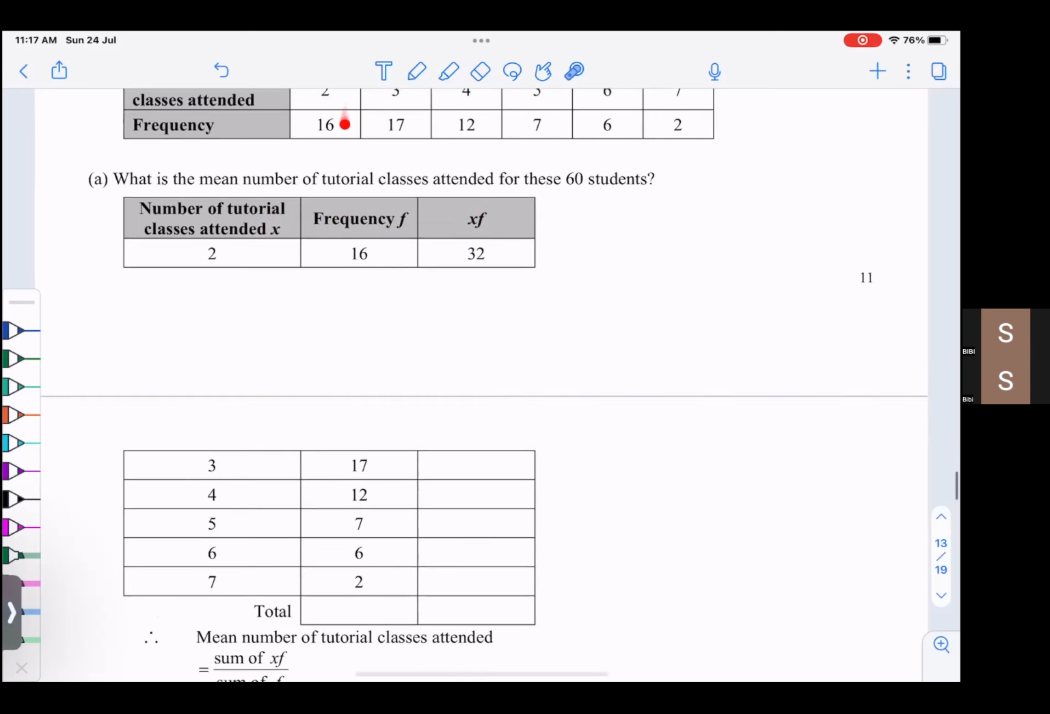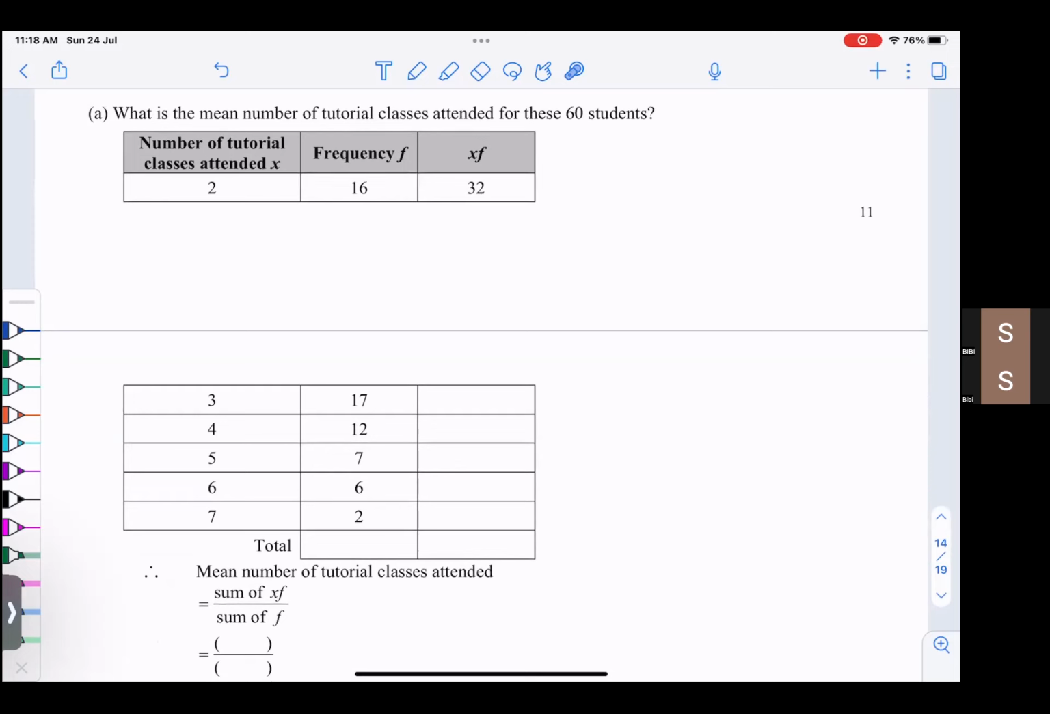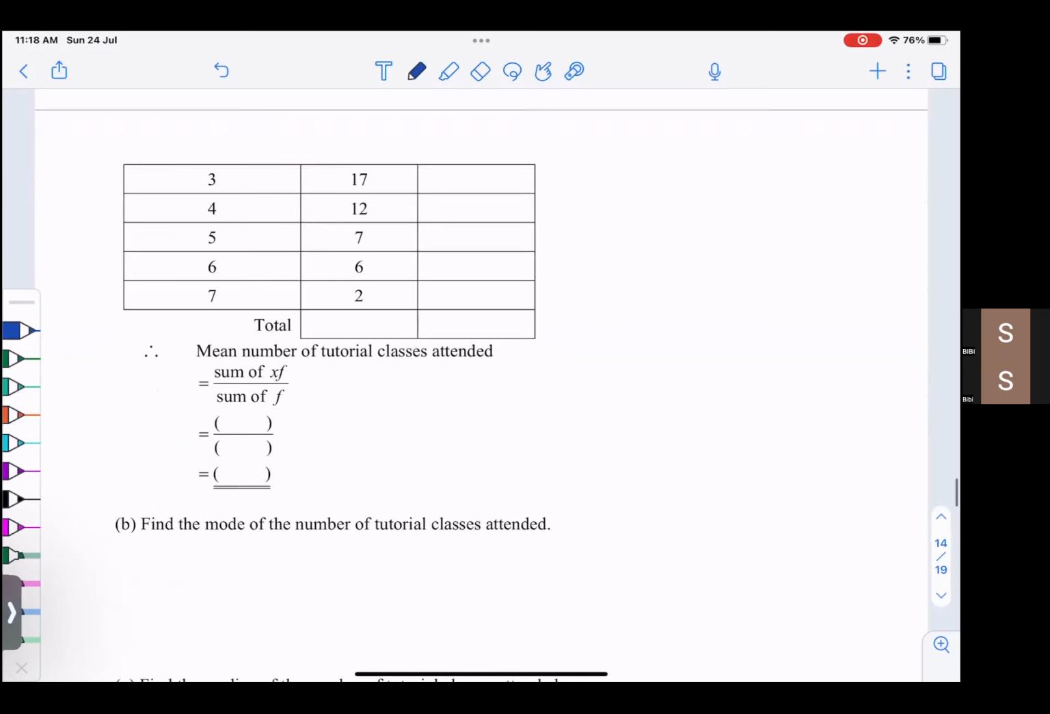Same thing that I said earlier, 2 times 16, 3 times 17. So you have to do the same thing here. Just multiply them and then fill in the table. If you have the table in the exam, of course you are lucky, you might get some free marks. At least don't get these wrong. Even if you don't know any other things, you can at least know this.